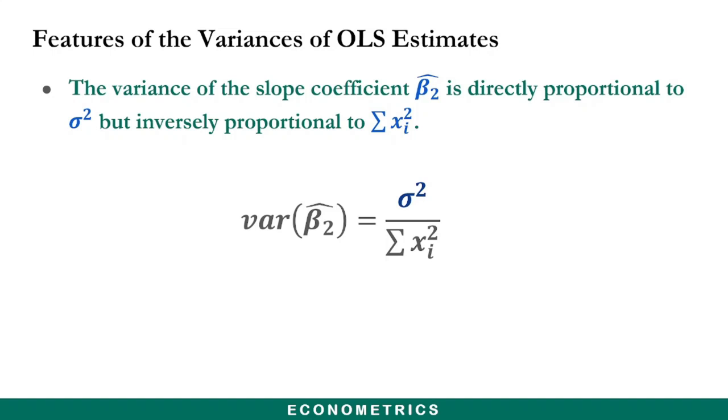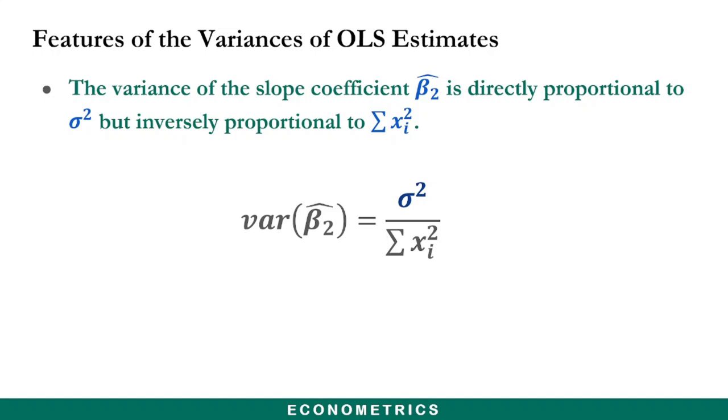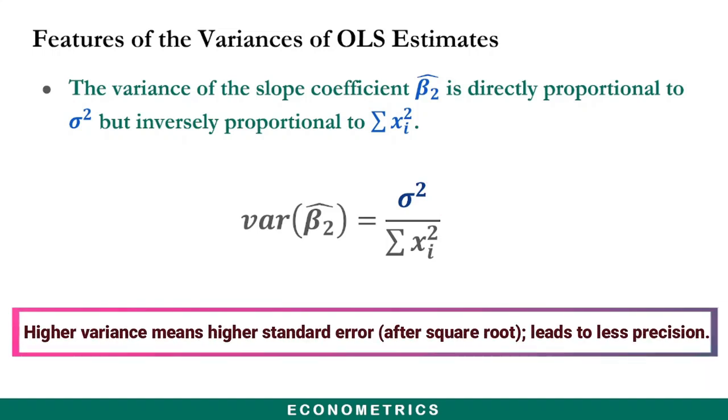Now, let us look at the features of the variances of OLS estimates. One, the variance of the slope coefficient beta 2 is directly proportional to the true variance, but inversely proportional to the sum of squared deviations of x. So given the true variance, or holding the true variance constant, the larger the variation in the values of x, that is an increase in the sum of the squared deviations of x, the smaller the variance of beta 2 hat, and hence the greater the precision with which the population parameter beta 2 can be estimated. Also, if you hold the sum of squared deviations of x constant, the larger the true variance, the larger the variance of beta 2 hat, and hence the less precise you are at estimating the population parameter beta 2.